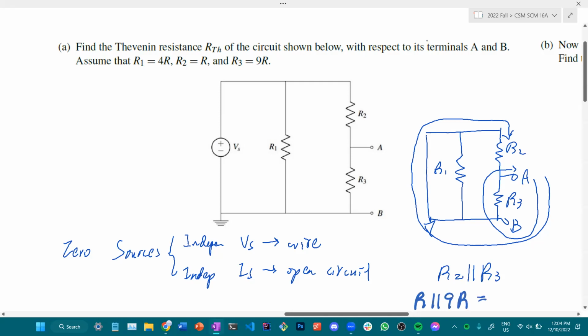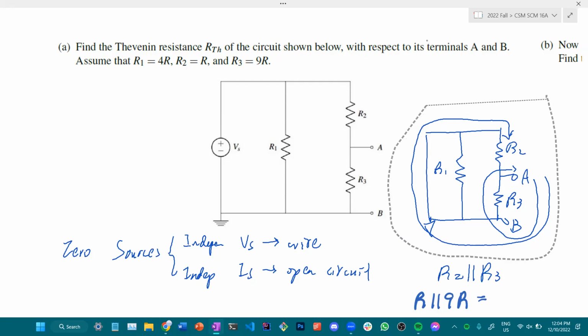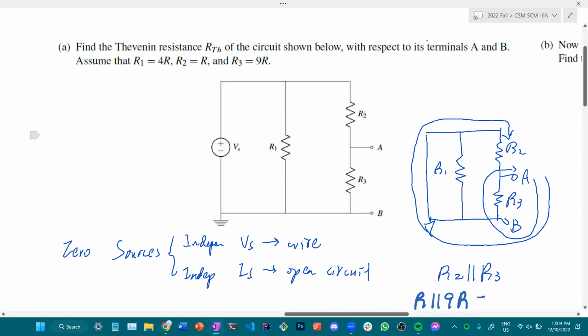You should explain why R2 and R3 are in parallel. Okay, sure. So another way to, I just realized this is not Zoom animation.